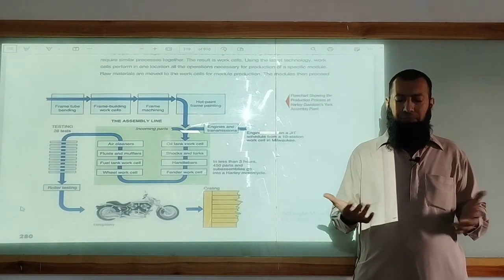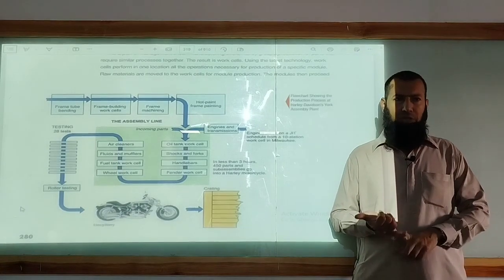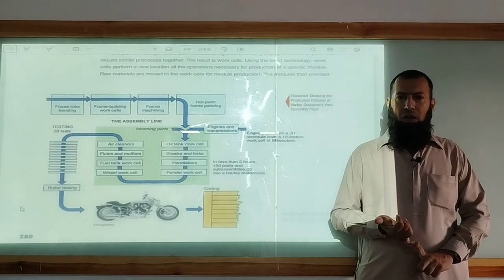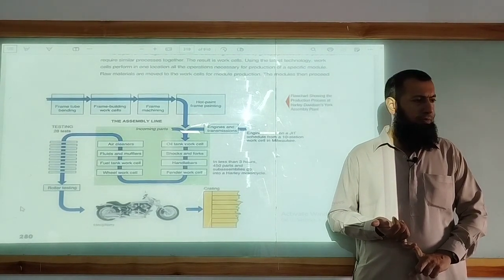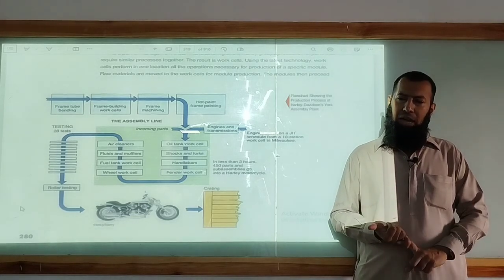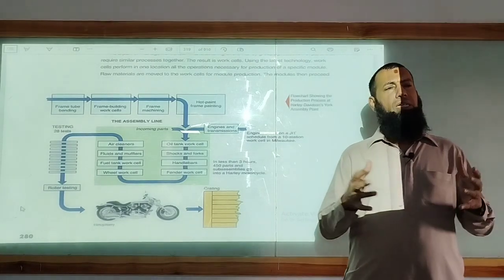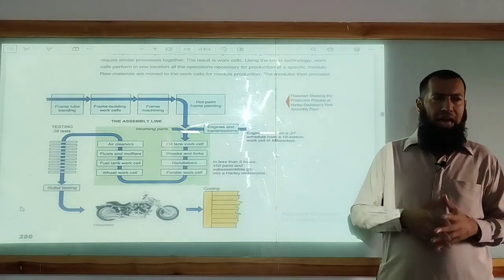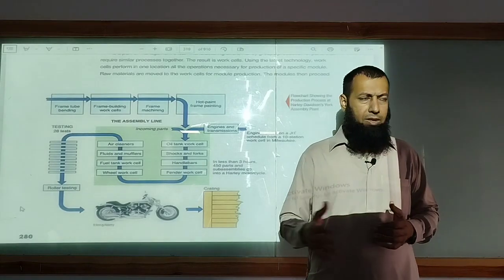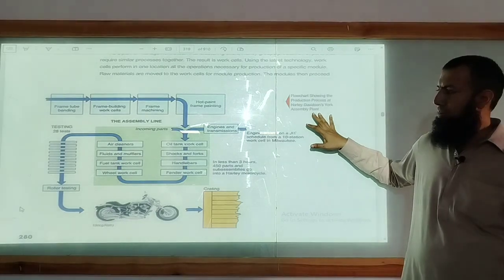So we have multiple choices of a process strategy. The first one is process focused, the other one is repetitive, and the other one is mass customization, and the fourth one is product focus. We already discussed all of them in detail. I gave you the example as well. We already talked about the differences among them. So it's very important. Let me reiterate for you.